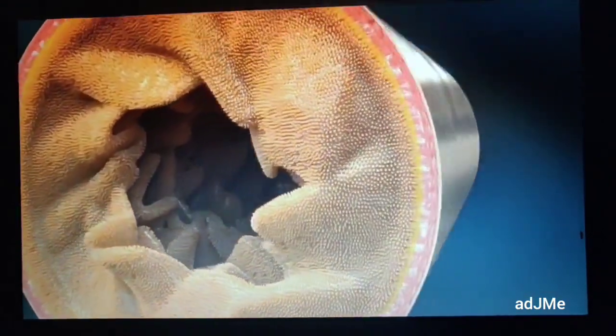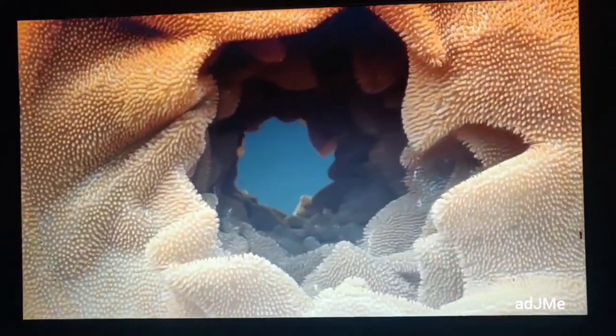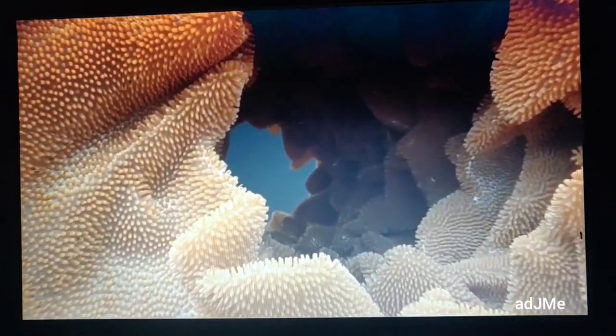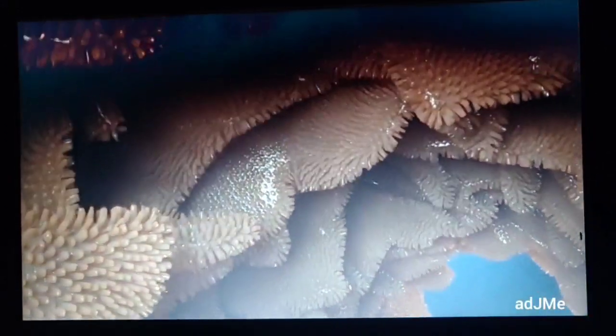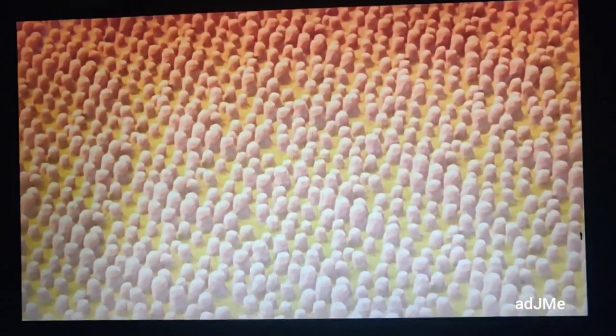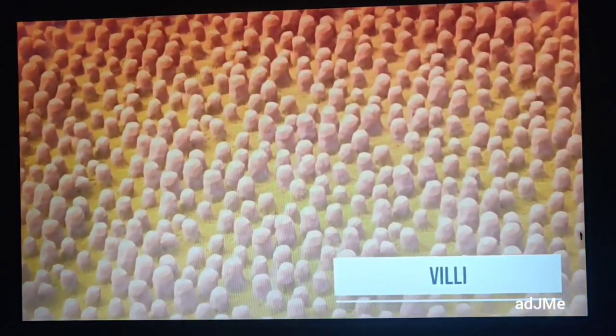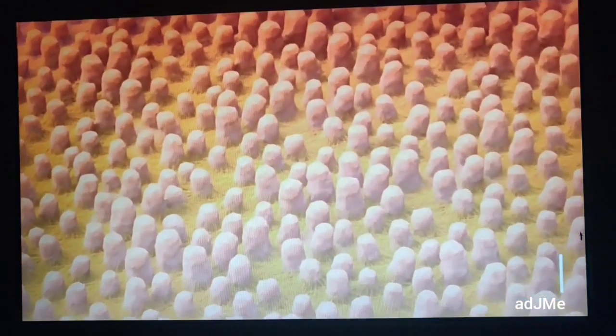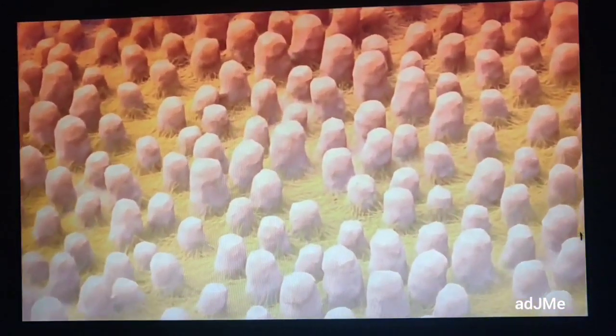One more important significance of small intestine is, the villi actually enhances or increases the surface area, because if there is less surface area, only less amount of nutrients can be absorbed. Since the villi have finger-like projections, they have more surface area, and because of that, more amount of nutrients can be absorbed from the food.